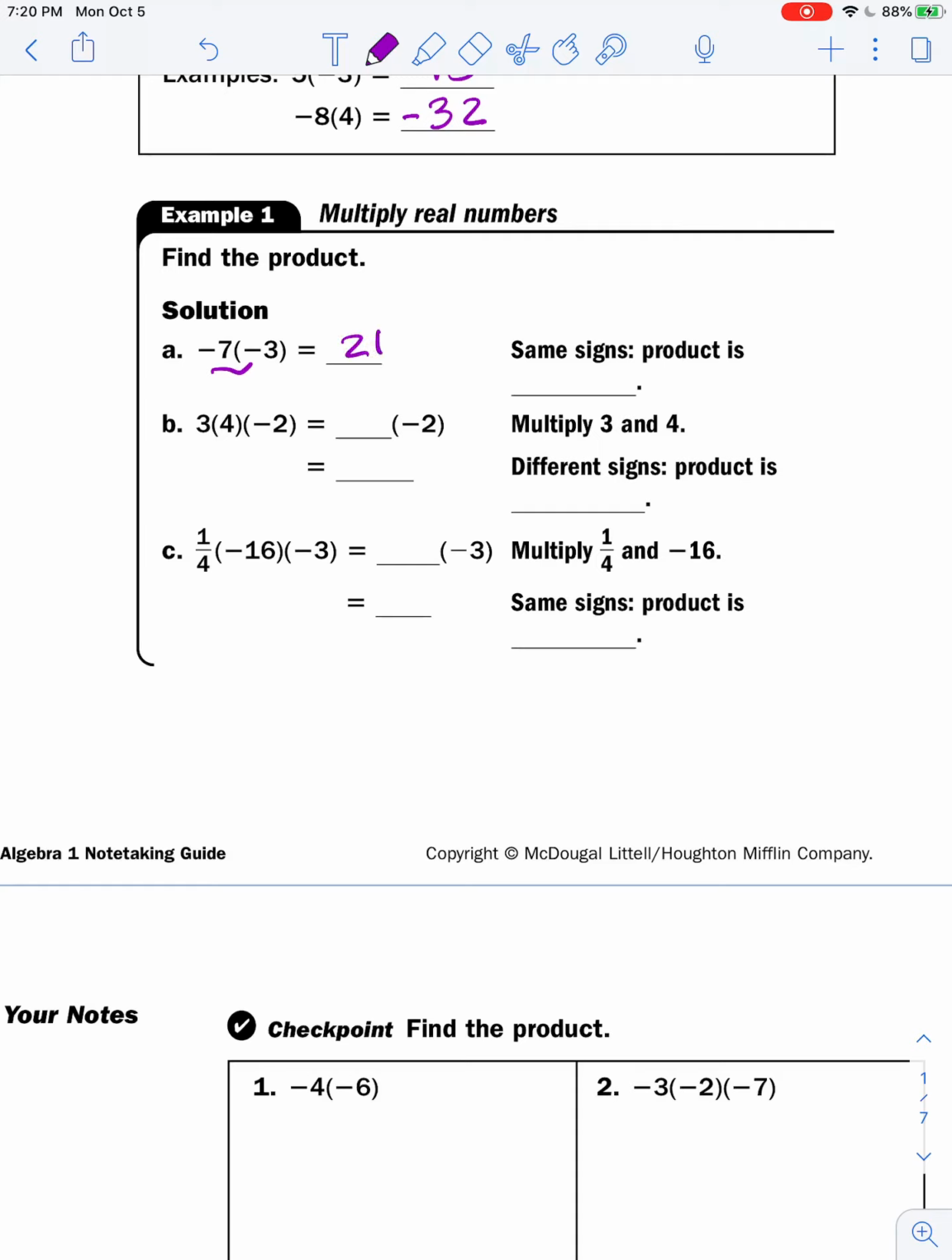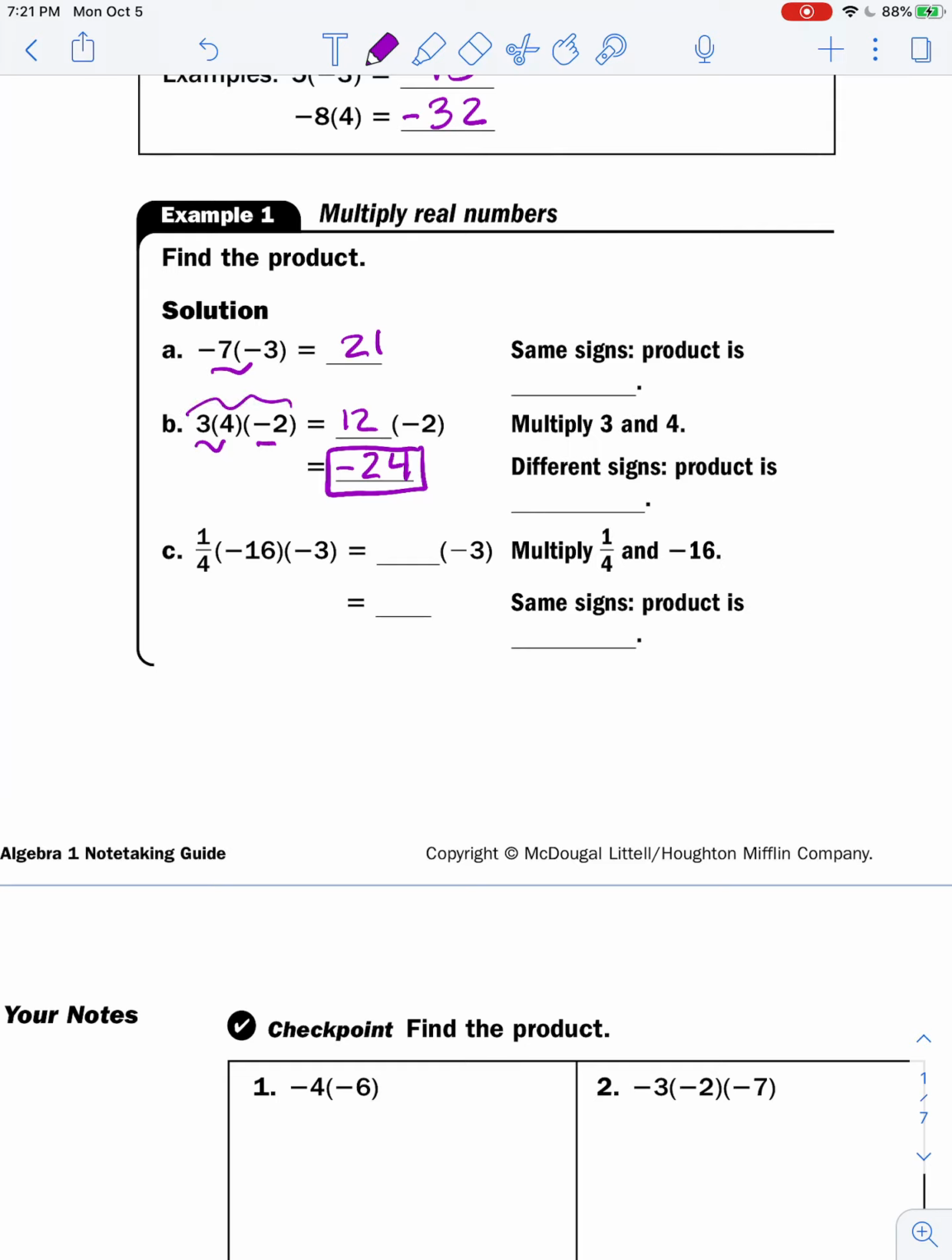Alrighty, so if we just go through here and we take a look, these are of the same sign, and so they'll multiply to be a positive 21. Here you have 3 numbers. So if you do 3 times 4 first, you're going to get a 12, but that still has to be multiplied by this negative 2. And now you have one positive 12 times a negative 2. So my ultimate answer is a negative 24.